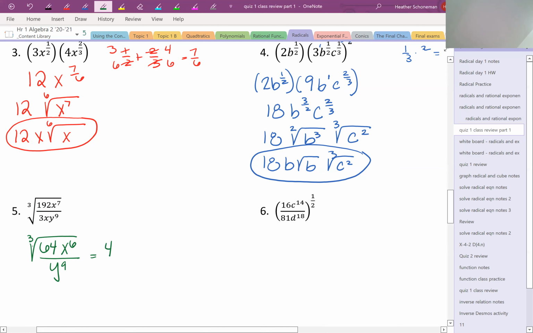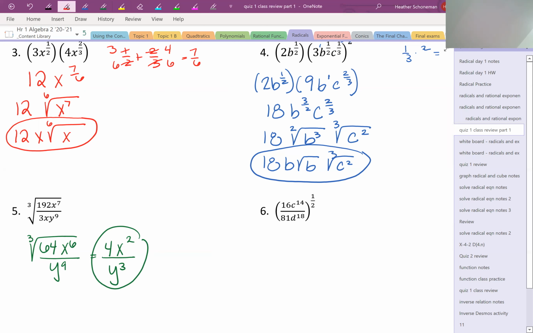For the cube root, we're looking for groups of 3. So there are 2 groups of 3 and 6. Whoops, I wrote the wrong number. And there are 3 groups of 3 and 9. And there's our answer.